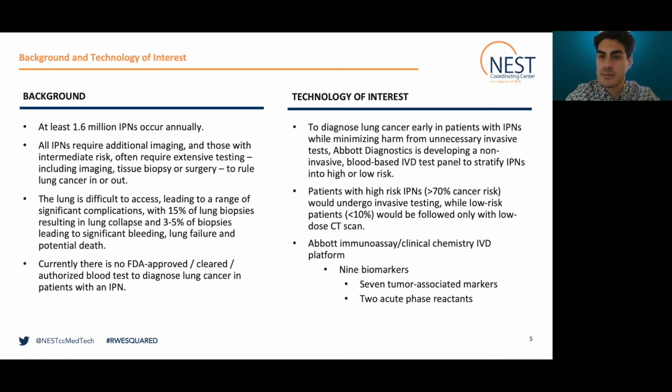A little bit about the actual IPN IVD test panel that was used in this test case to stratify IPNs into high or low. It consists of 9 biomarkers: 7 are tumor-associated markers and 2 are acute phase reactants.